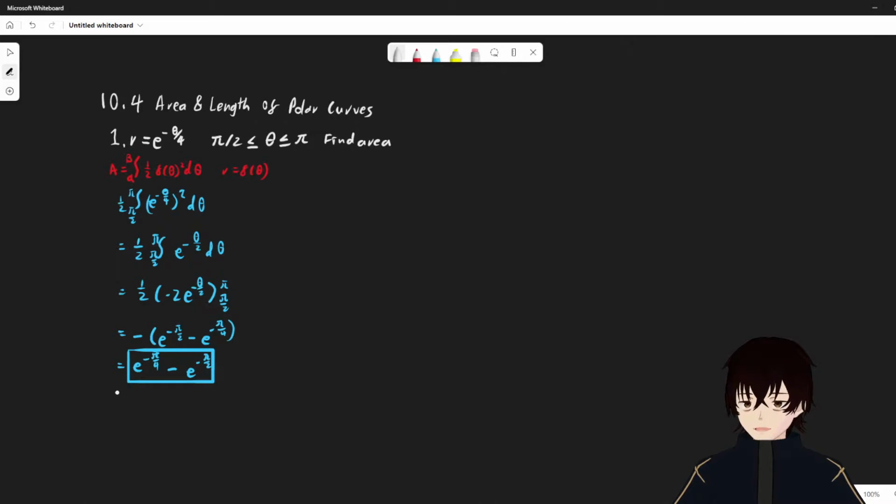Followed by number 1, of course, is number 2. Lining up perfectly. Number 2, same thing, but this time r is equal to sine of theta plus cosine of theta. Theta is between 0 and pi. Find area.